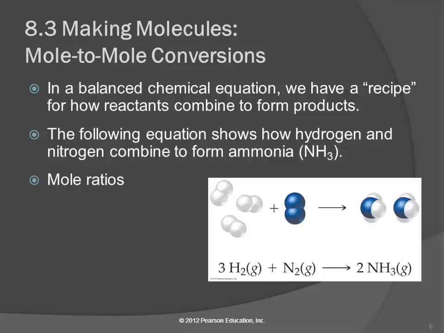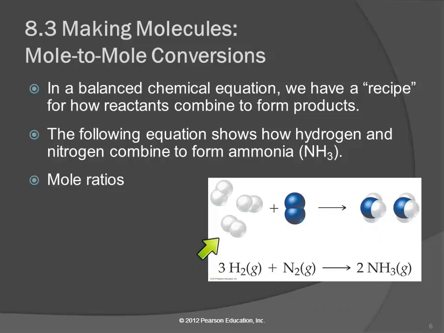So let's apply this to chemicals, making molecules instead of pancakes. The balanced chemical equation is like a recipe for how to make a molecule. So in this example, we have 3 hydrogen molecules and 1 nitrogen molecule, and when we put them together in the right way, we get 2 ammonia molecules. This is a lot like taking the flour and the eggs or whatever and making the pancakes out of them.